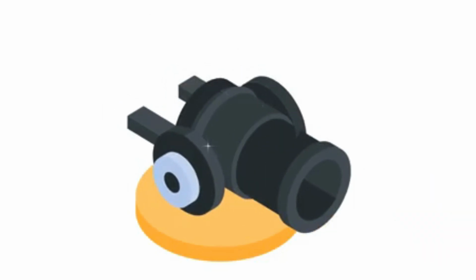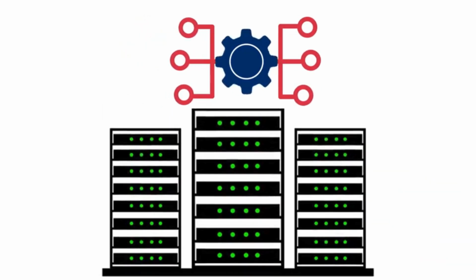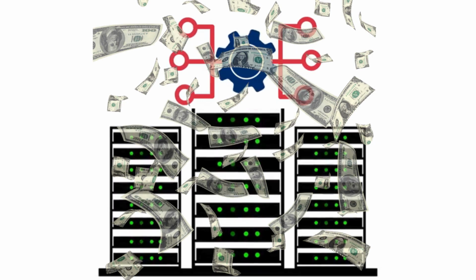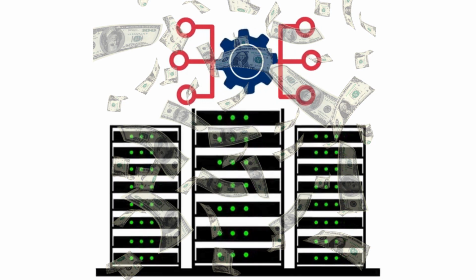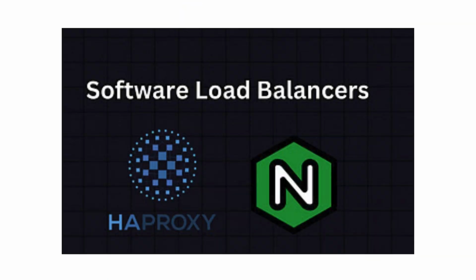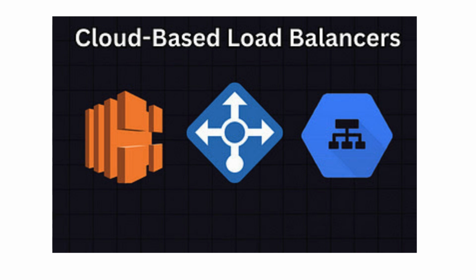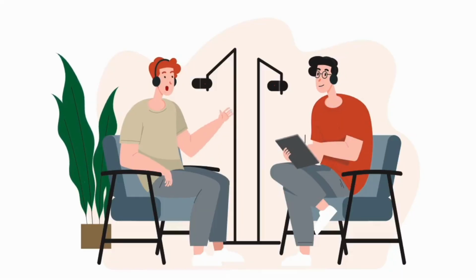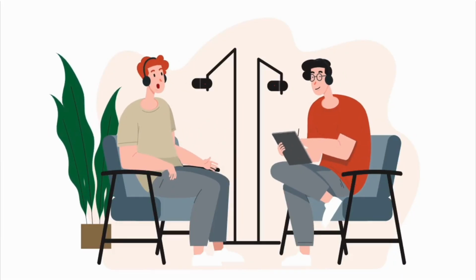And then on the other side, we have software load balancers. Right. Those run on standard servers. Generally, they're more cost-effective. Some popular options there are things like HAProxy and NGINX. And I assume the cloud providers have their own solutions as well. Of course they do. Cloud-based load balancers are super popular as more and more businesses move their operations to the cloud. Right. So you've got AWS Elastic Load Balancing, Azure Load Balancer, Google Cloud Load Balancing. So it sounds like there's a load balancer for every need and budget.